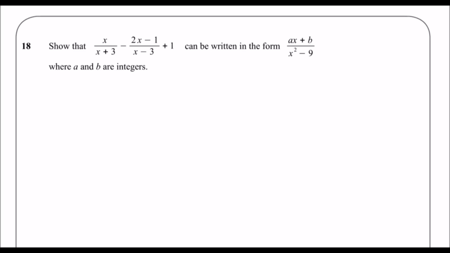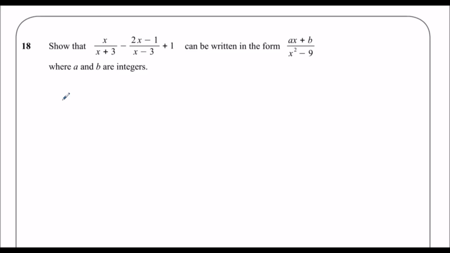Question 18. Show that x over x plus 3 minus 2x minus 1 over x minus 3 plus 1 can be written in the form ax plus b over x squared minus 9, where a and b are integers. So here we're adding the fractions together. And to add fractions together, we need to make the denominators the same. So to make the denominators the same, we're just going to times them together. And whatever we times the top by, we'll times the bottom by the same thing.